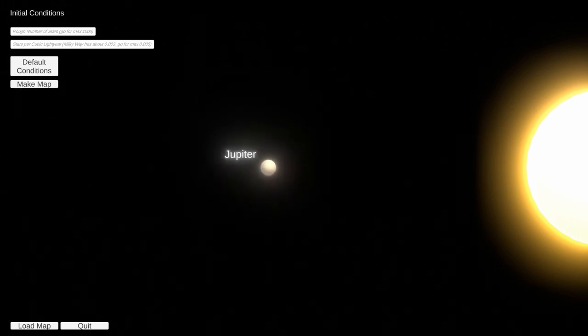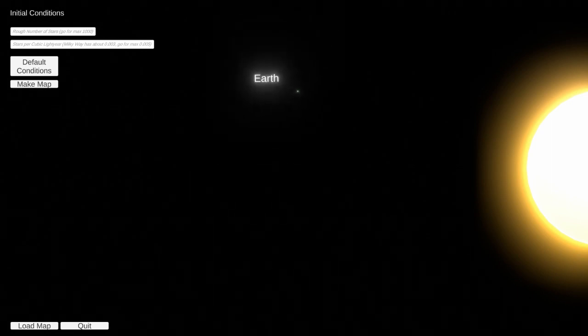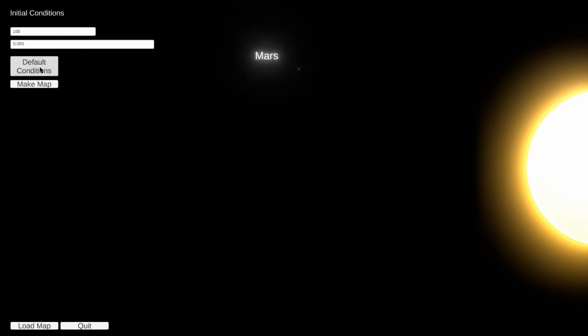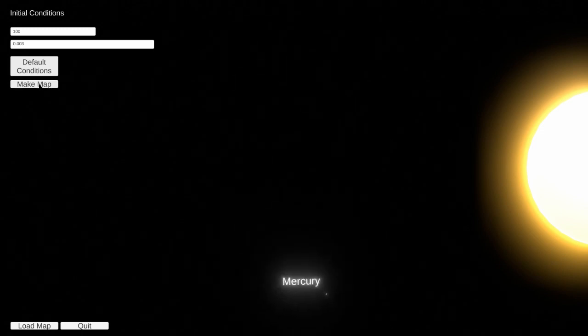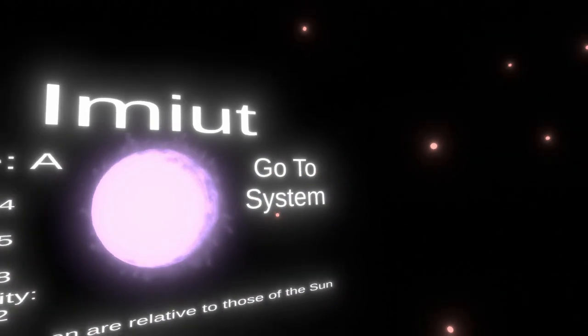But without further ado, I've talked on long enough, so let's actually use this thing however briefly. The default settings are 100 stars with the density of that of the Milky Way, or at least our arm of it, and we'll make a map. Awesome. So we can back up, look around, see what's what. Let's go to this purple one.